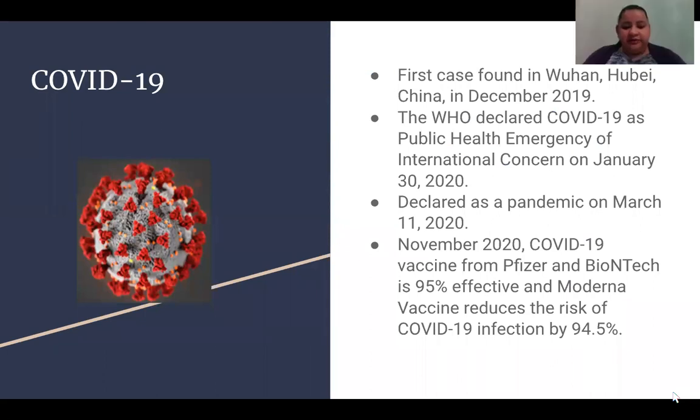The timeline of COVID-19 has remarkable dates as follows. The first case was found in Wuhan, Hubei, China in December 2019. The WHO declared COVID-19 a public health emergency of international concern on January 30th, 2020, and declared it a pandemic on March 11, 2020. In November 2020, the COVID-19 vaccine from Pfizer and BioNTech was 95% effective, and the Moderna vaccine reduces the risk of COVID-19 infection by 94.5%.